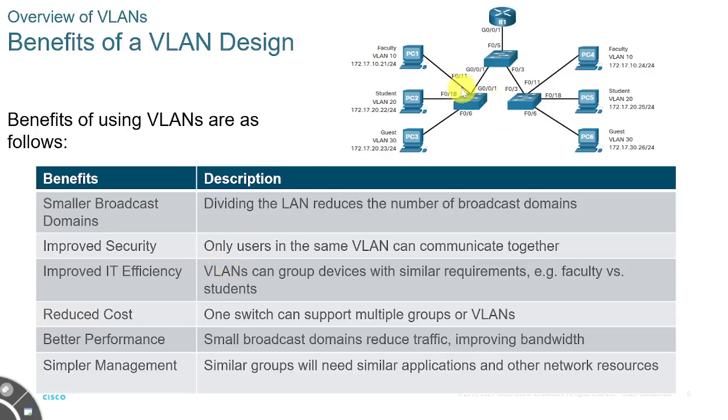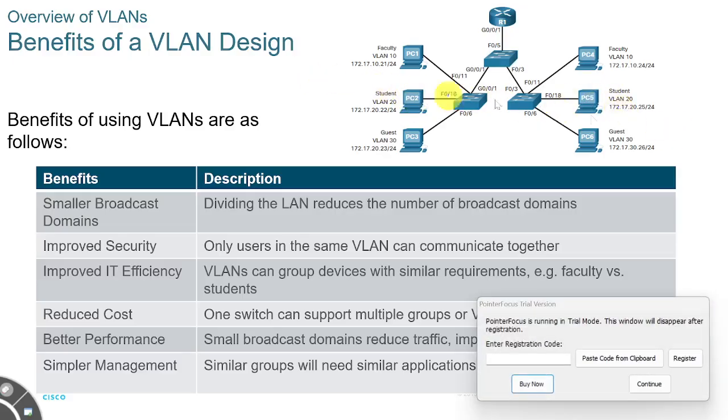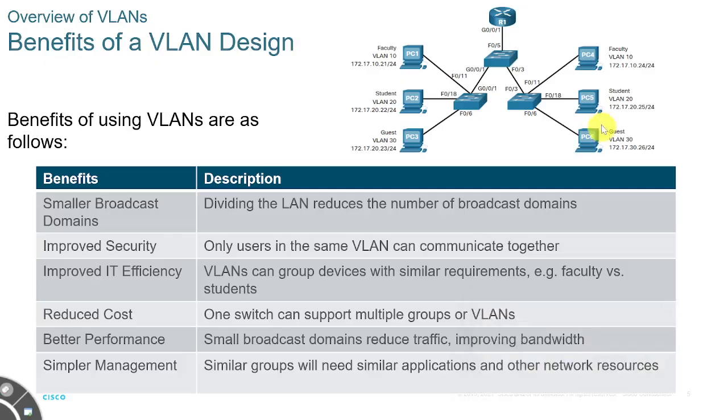it improves security. Why? Because only the users, like a student here and a student here, can communicate with each other. Only they can communicate within the same VLAN. But if they want to communicate with other VLANs, they need to have, excuse me, layer 3 communications or routers. Okay.